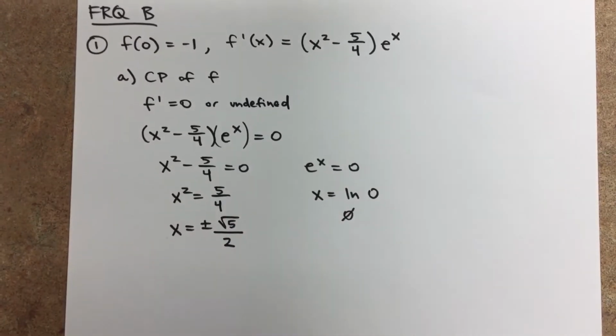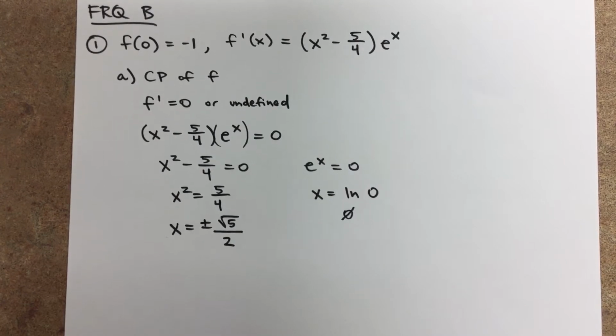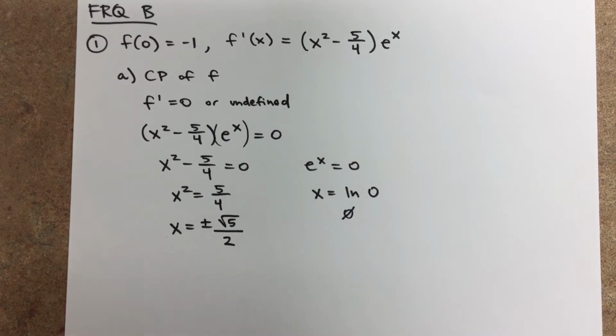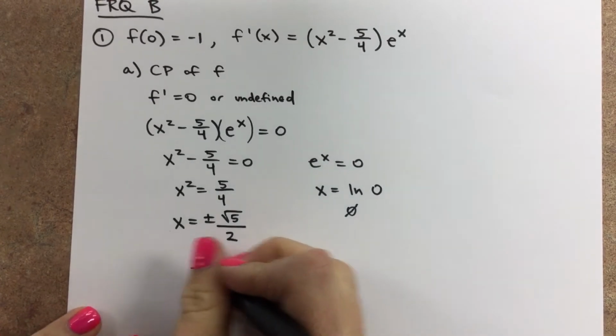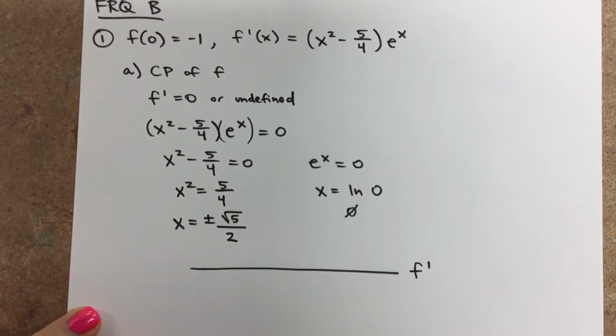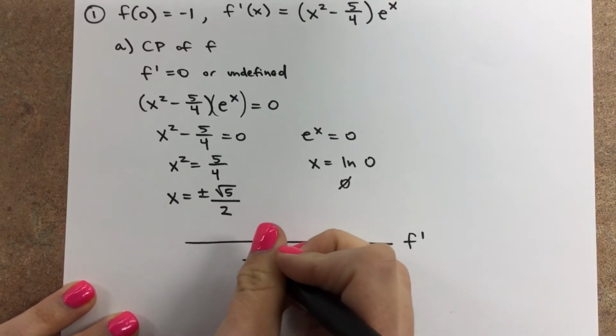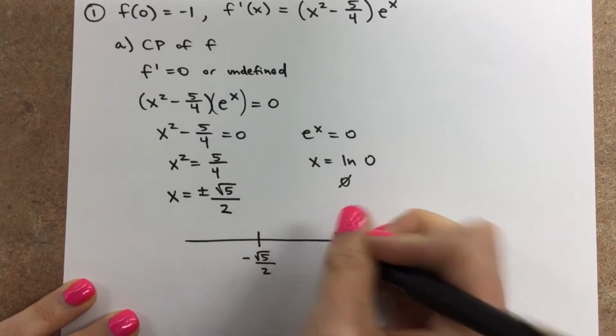When we keep reading part A, it says classify each critical point as the location of a relative minimum, a relative maximum, or neither. Here we haven't really needed to bring the second derivative into things, so we're just going to do the first derivative test. The first derivative test works like this. You make a sign chart. You label it f prime, because you are interested in values of f prime here, and label your critical points in numerical order.